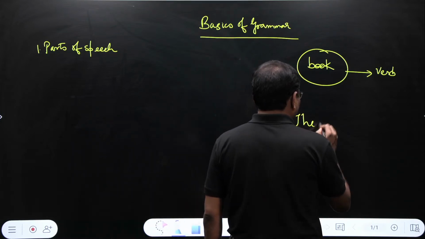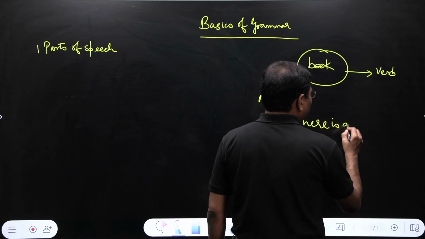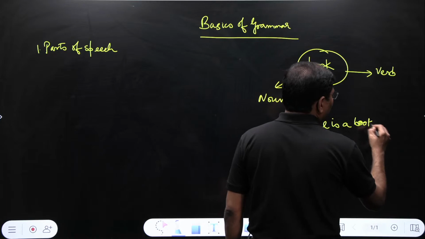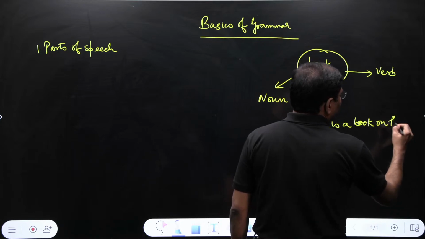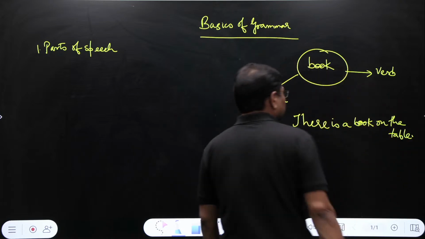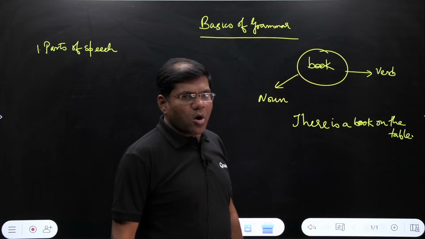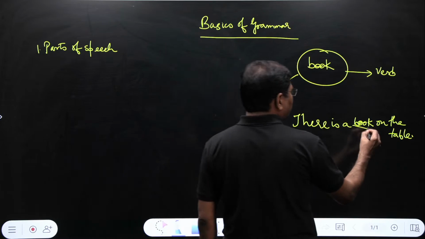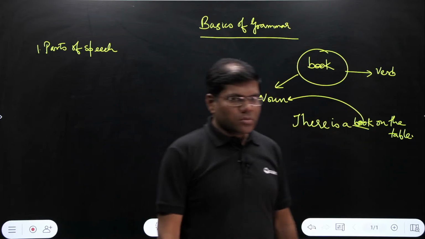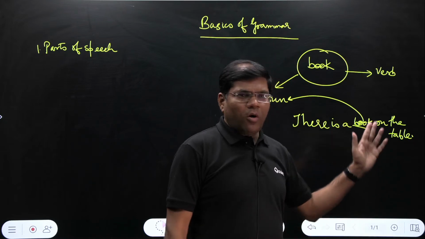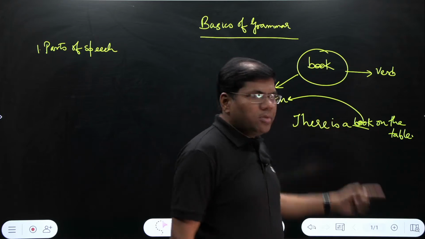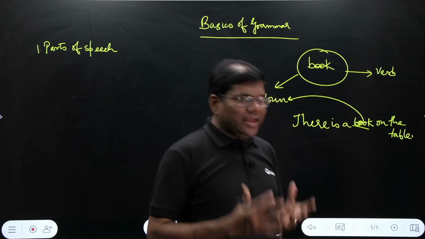There is a book on the table. There is a book on the table, correct? So this book is a noun. Correct? There is a book on the table. The word book is a noun. Why is it a noun? Because here the word book is acting like an object or a thing.